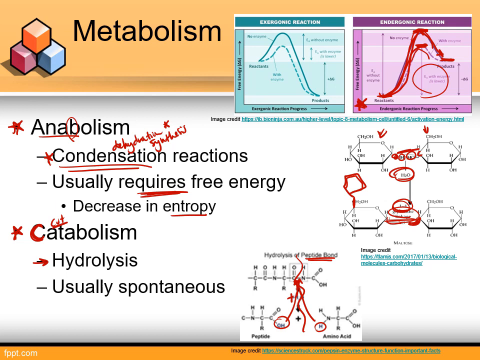Catabolism, this is usually a little bit more spontaneous. It's going to be exergonic. We're going to have more energy in the reactants than we have in the products. And even though we have to add some energy, that activation energy, the final amount of energy in the products is a little bit lower. That's going to be exergonic, a release of free energy, which usually means that it's going to be spontaneous.